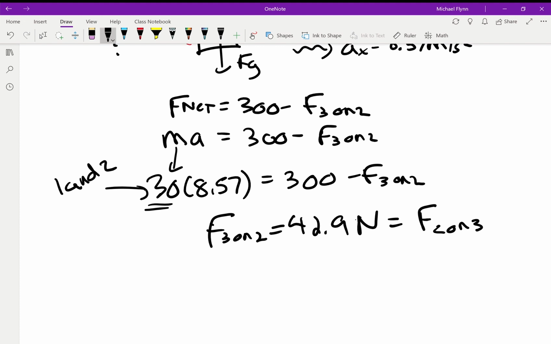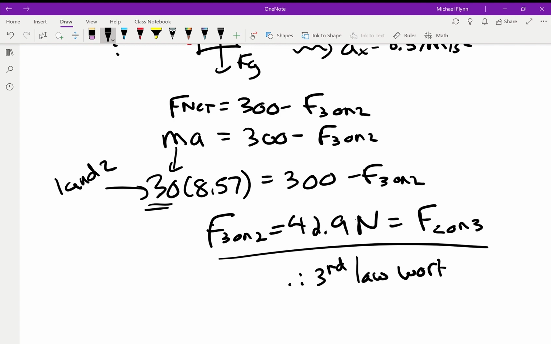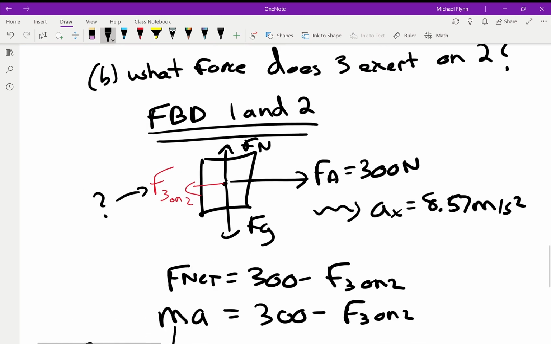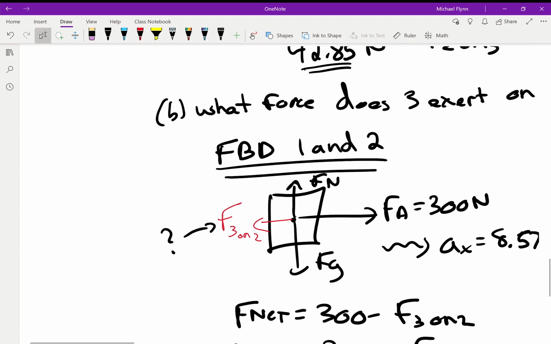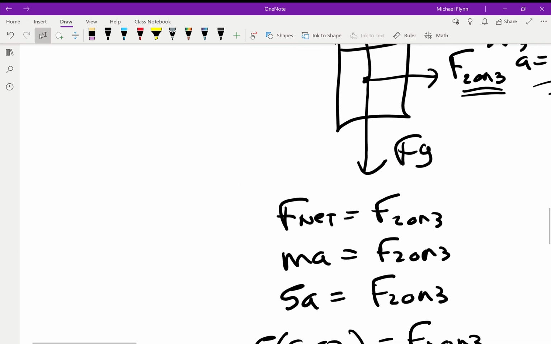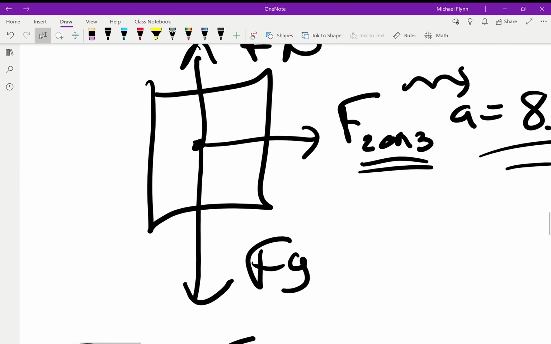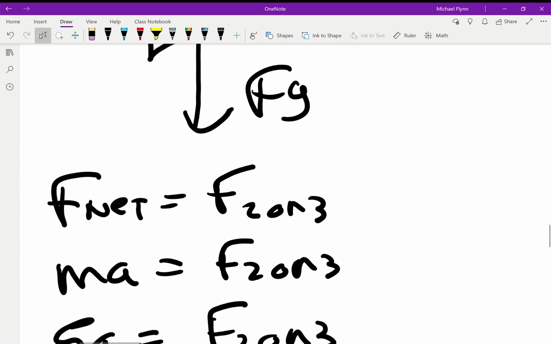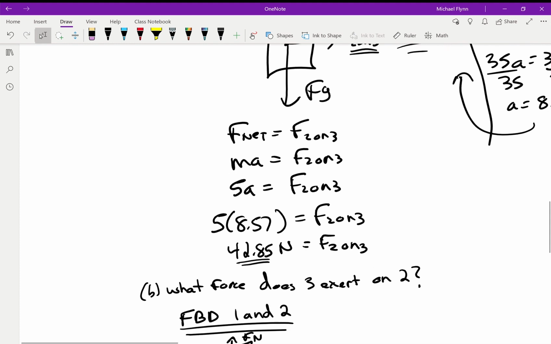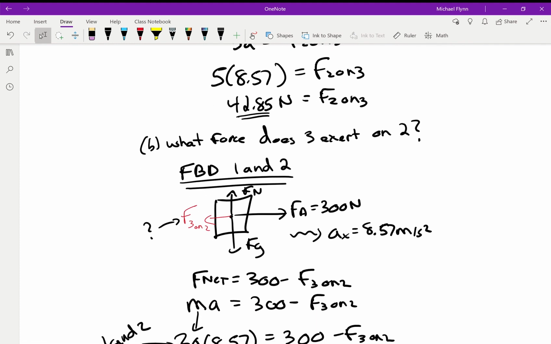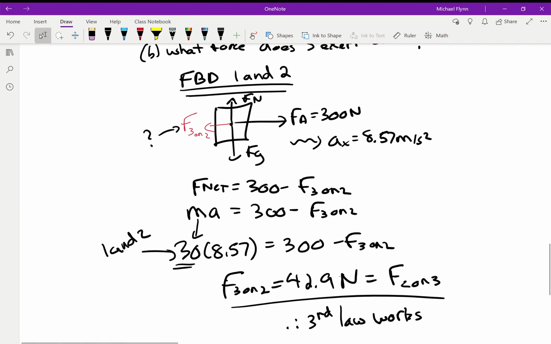See, therefore, the third law works, right? In other words, what we found is this little red vector of box 3 pushing back on box 2 is the same as this vector here of box 2 pushing on box 3. And you see Newton's laws work together this way. So we just proved that the third law works. It works on a system of connected objects like this, these action and reaction forces.